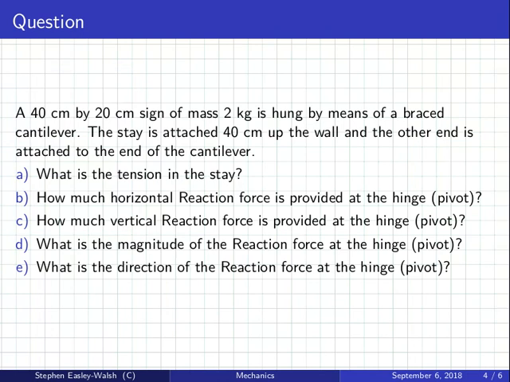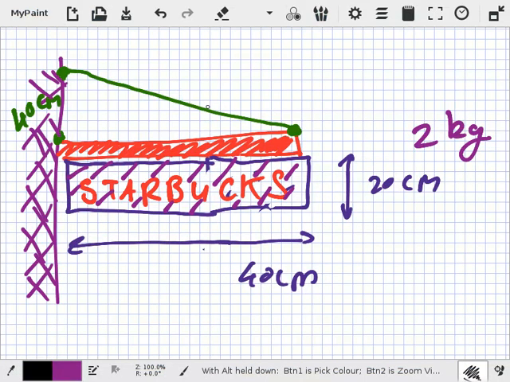So the first question is, what is the tension in the stay? So how much force is in the stay here? Now let me draw the forces first. So the first one I'll put in is the weight of the sign. So that would be right here in the middle, agreed? And how big is the weight of this whole sign? I said it's 2 kilograms. So downward force here is 2G.